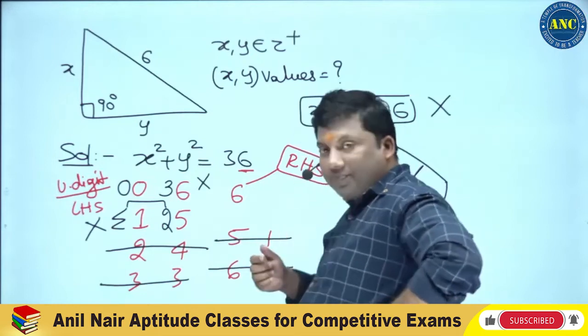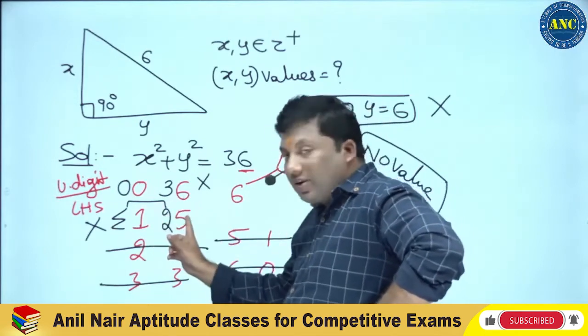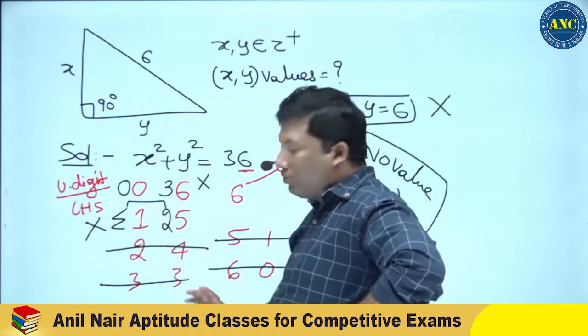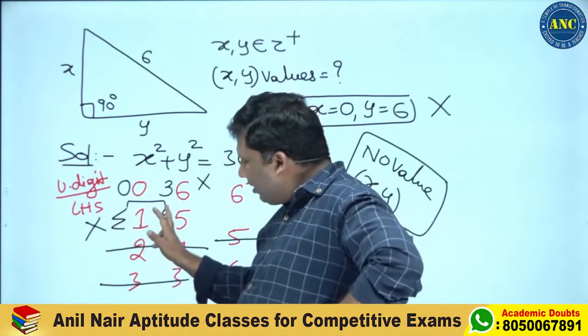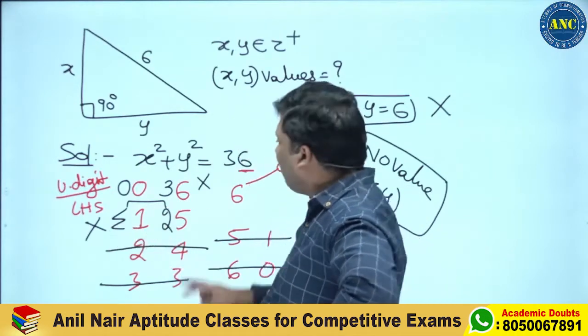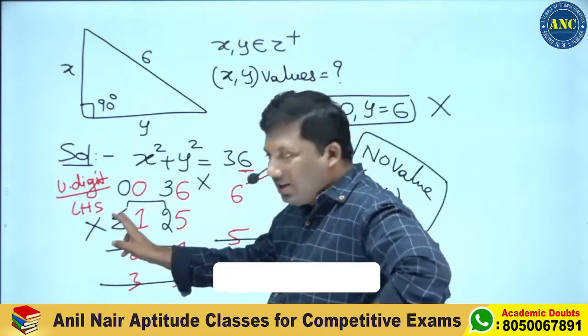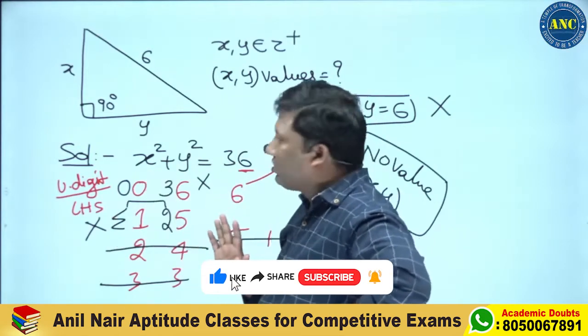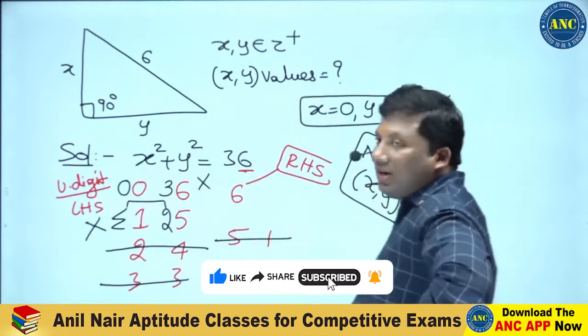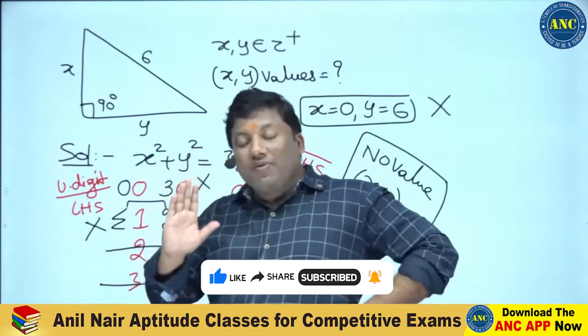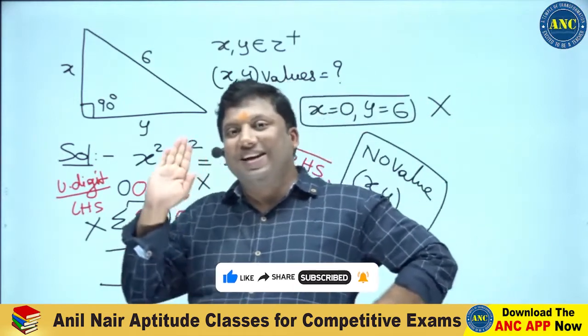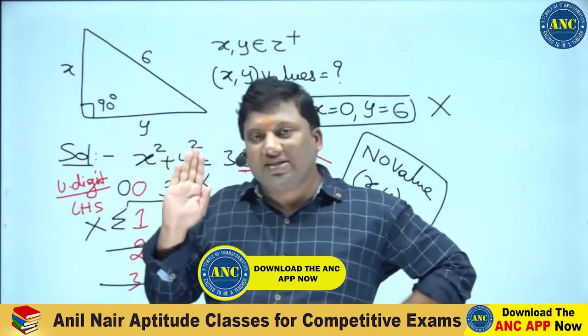Next case. Any perfect square ending with 5 has tens place 2. So these are even. Even plus even, the tens place is always even. If the tens place is odd, this is not possible. The x value 0 is not possible. No value x and y will take. Again we have taken a case where the side is an odd number or the side is an even number.